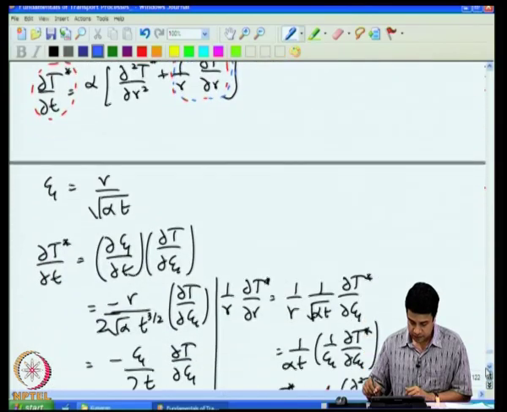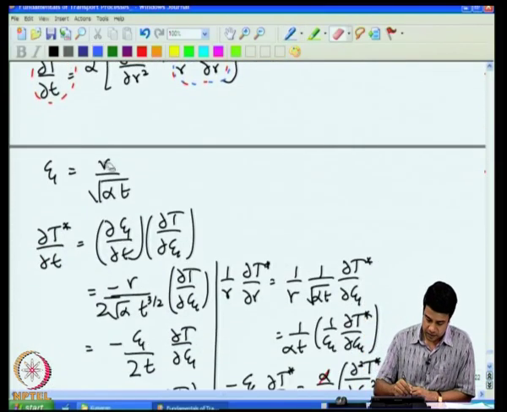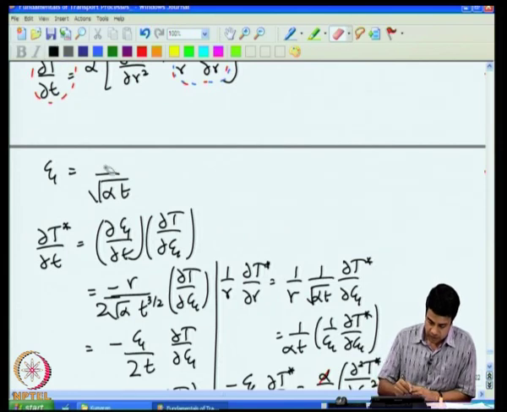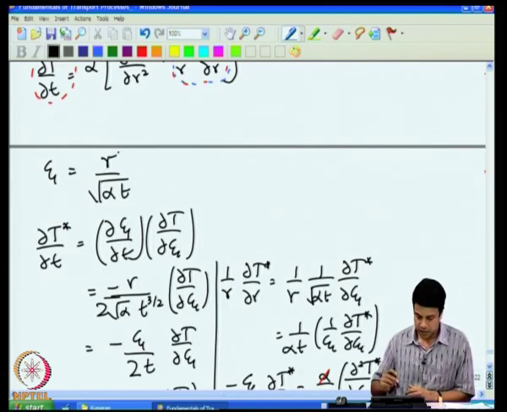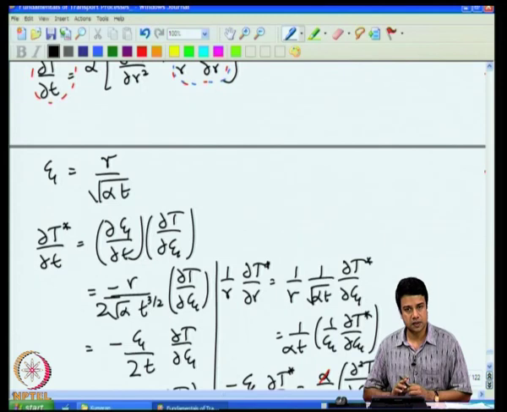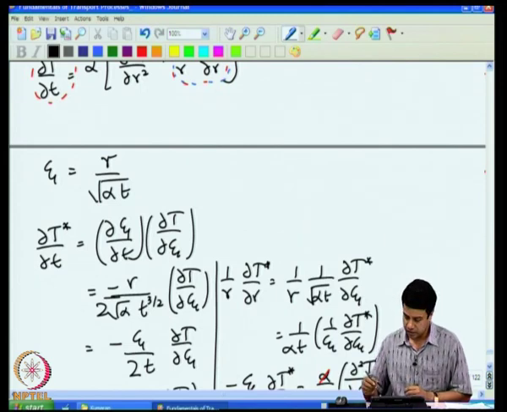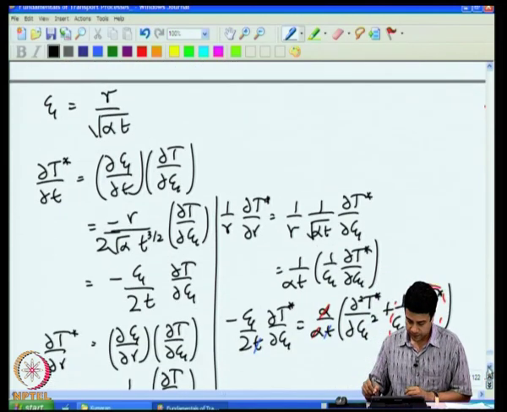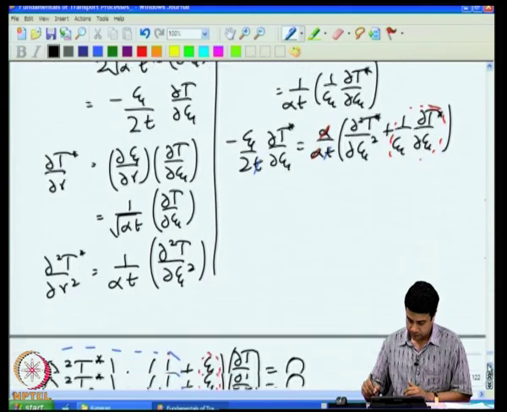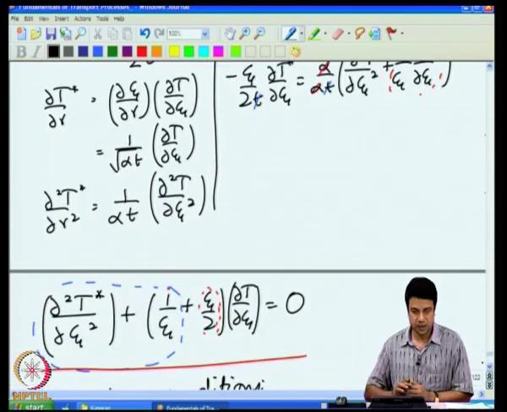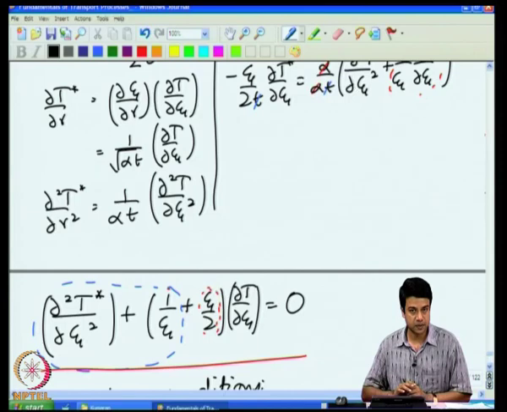And we had defined the similarity variable as psi equal to r over square root of alpha t, and expressed the heat conservation equation in terms of this similarity variable. Okay. And we got an equation of the kind d square T by d psi square plus (1 over psi plus psi by 2) dT by d psi is equal to 0.